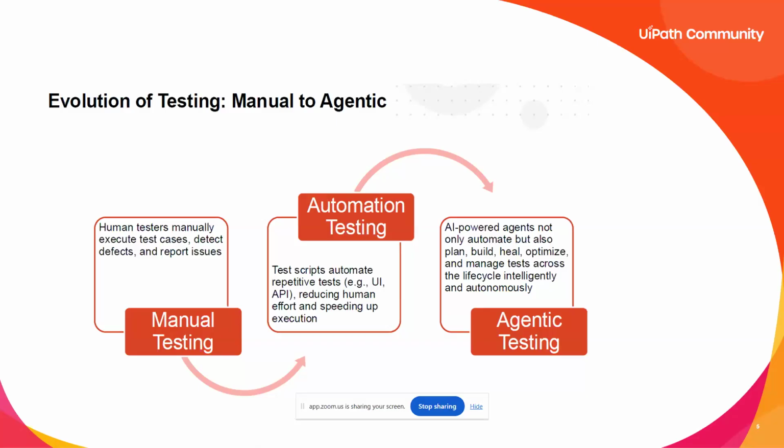The second phase is automation testing, the speed boost, where test scripts automate repetitive tasks. We have automated UI-based applications, API-based, and also legacy applications, which helps reduce human effort and speeds up executions. Instead of manually doing the same steps, we now write scripts to test applications. Using tools like UiPath, Selenium, or Postman for APIs, we automate login, data input, validations, etc.